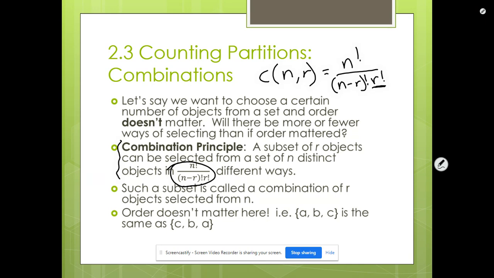So again, order doesn't matter, meaning if I have set A, B, C, that is the same as set C, B, A. All right, we just have those same three objects. We don't care what order they're in.